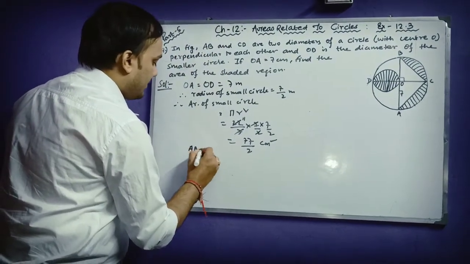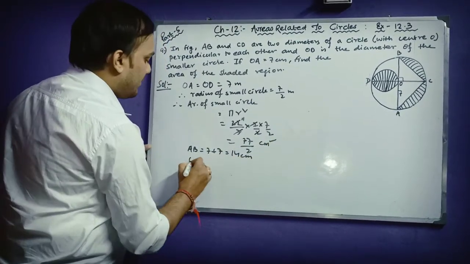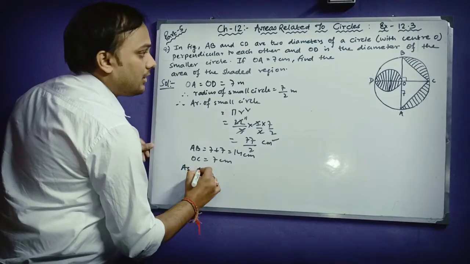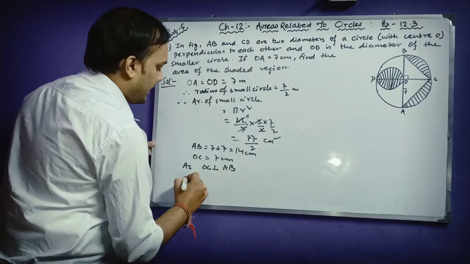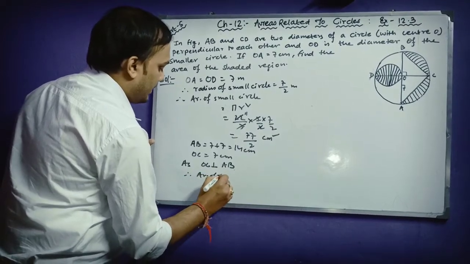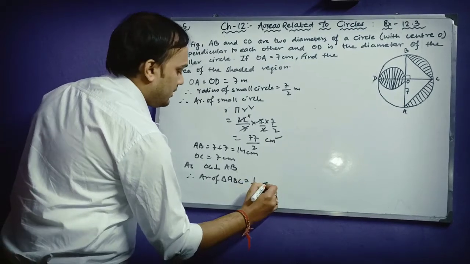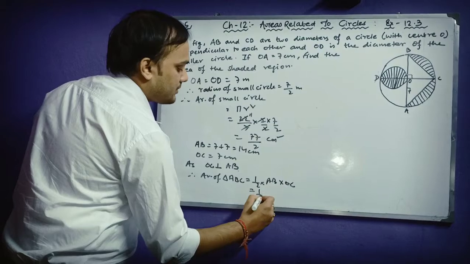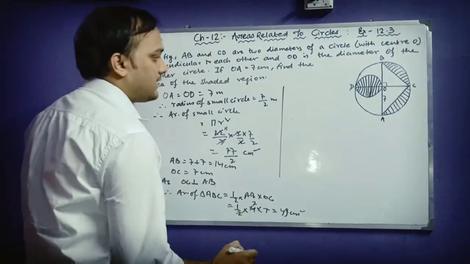Okay. Now what is the length of AB here? AB will be equal to 7 plus 7, that is 14 centimeter, and OC will be only 7 centimeter. And as OC is perpendicular to AB, I can write the area of triangle ABC will be equal to half into base AB into height OC. Now that is equal to half into 14 into 7, which is 49 centimeter square.